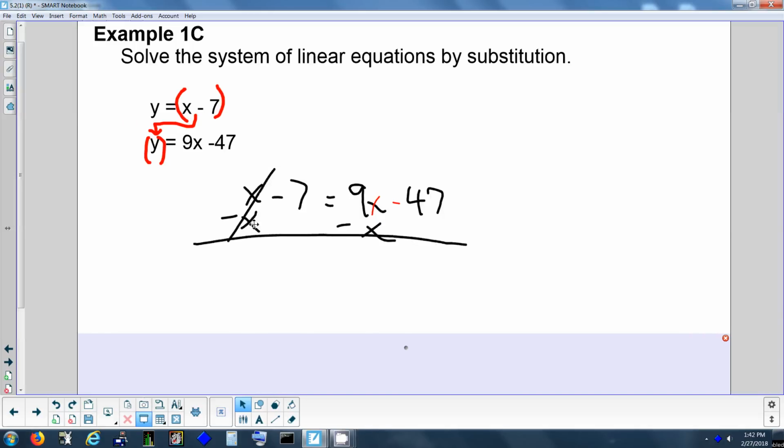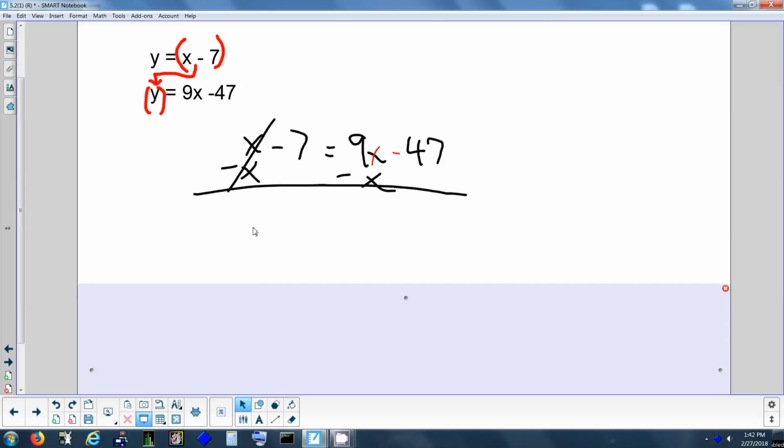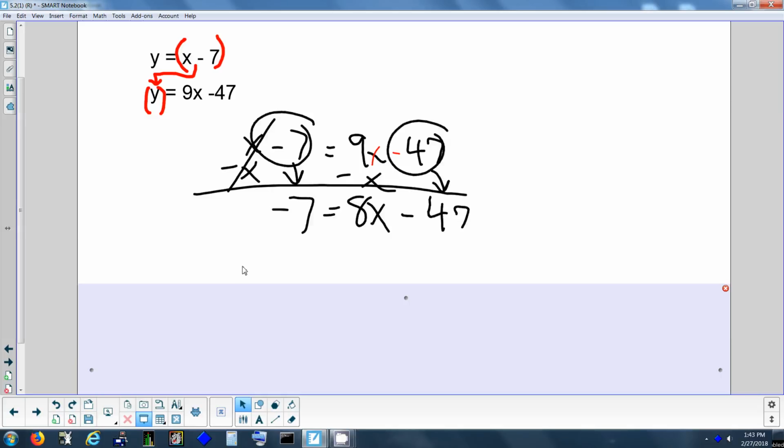This will cancel out. When I do 9x minus x, what do I get? 8x. Everything else just comes down. All I'm going to do is just bring that stuff down. A negative, don't forget to bring that negative with the 7, because it's to the left of it. It has to come down. And then minus 47. All I'm doing is taking these things and bringing them down.